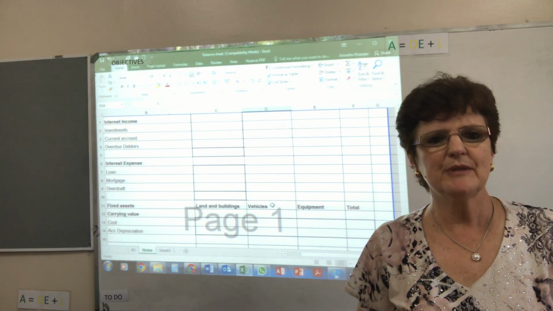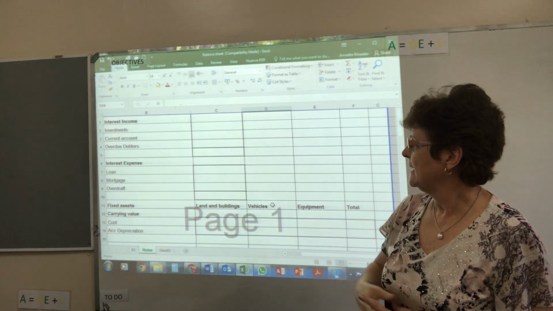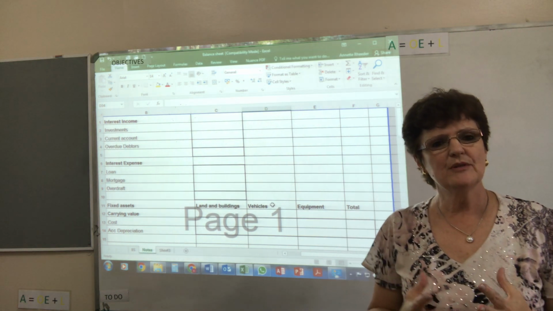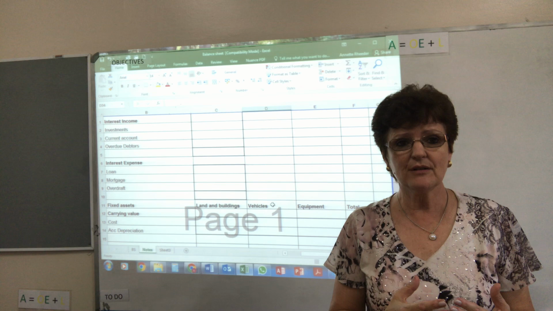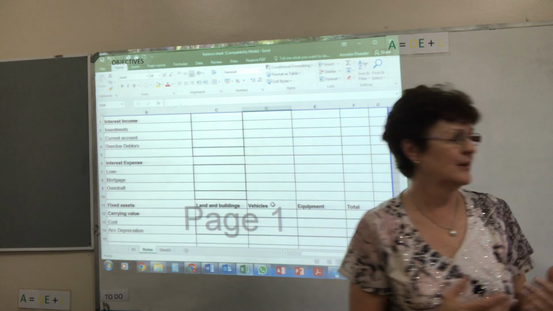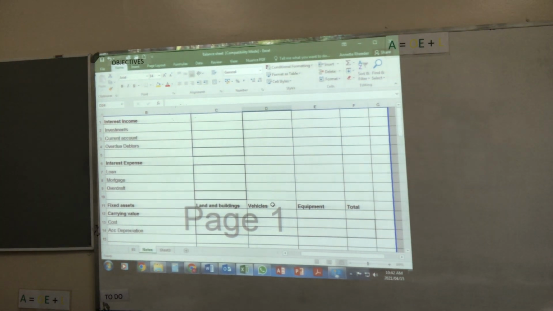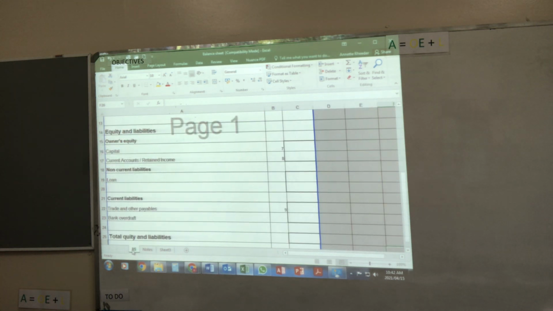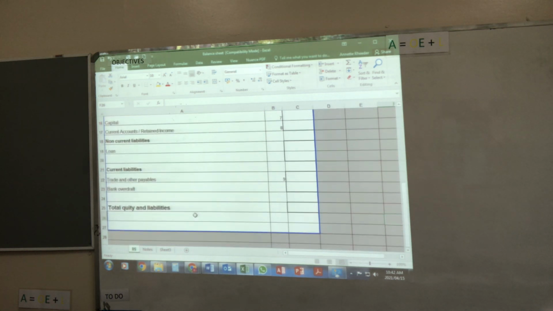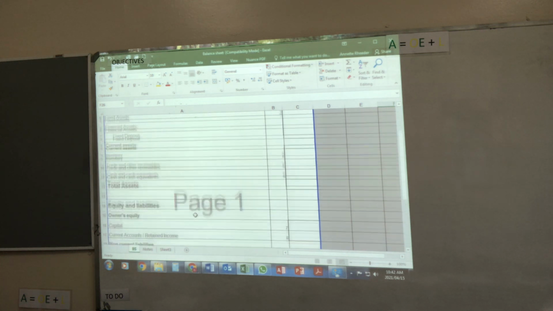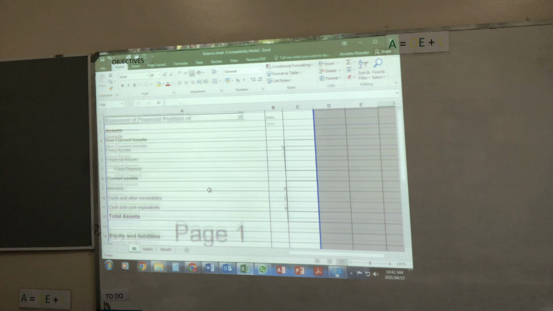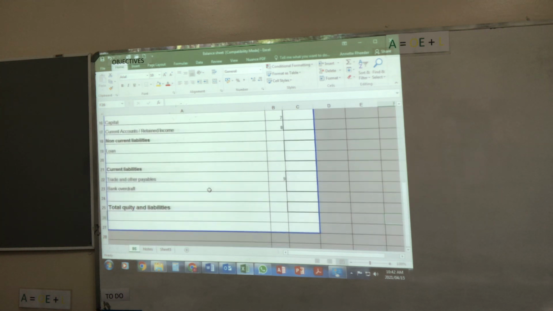Let's look at the statement of financial position. When we look at the statement of financial position, we need to remind ourselves of the face of the financial position, and I'm going to show it to you now. This is what we have when we talk about the face of the statement of financial position.